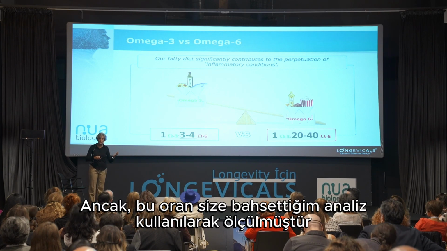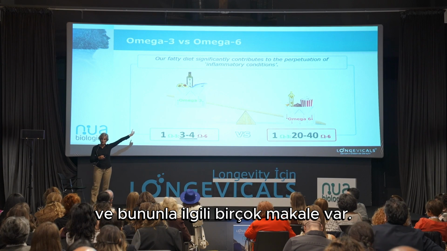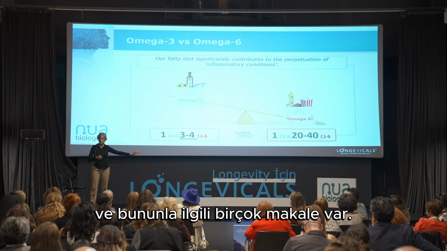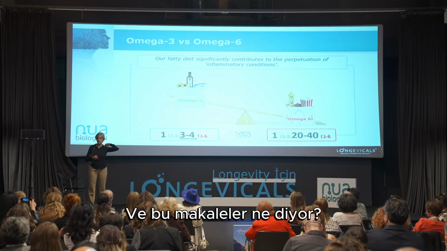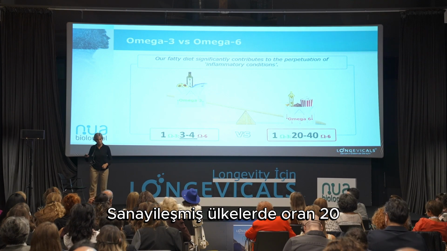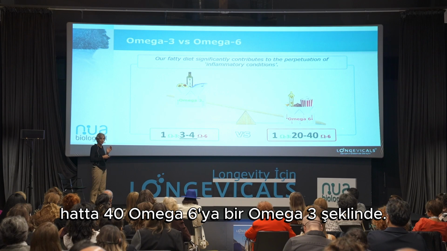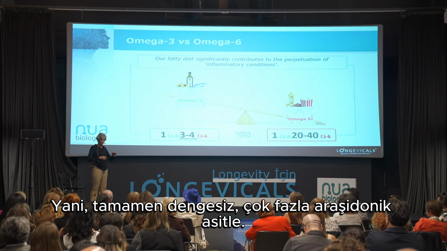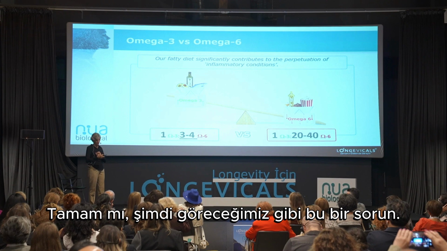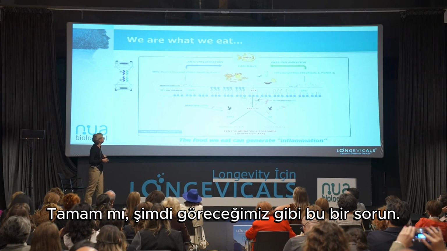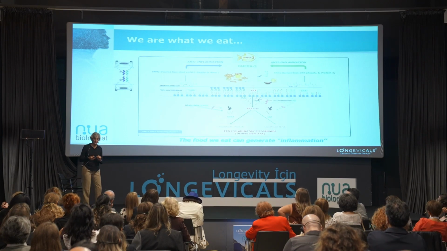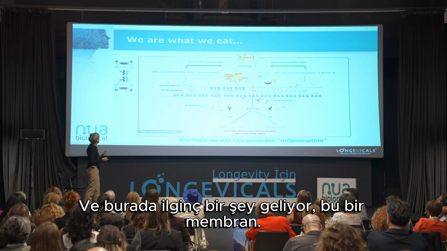But this has been measured using that analysis I told you. And there are loads of papers about it. And what do those papers say? That in industrialized countries, the ratio is 20 up to 40 omega-6 per 1 of omega-3. So it's totally offset. We eat too much arachidonic acid, okay? So this is a problem, as we're going to see now. Why? And here comes an interesting thing.